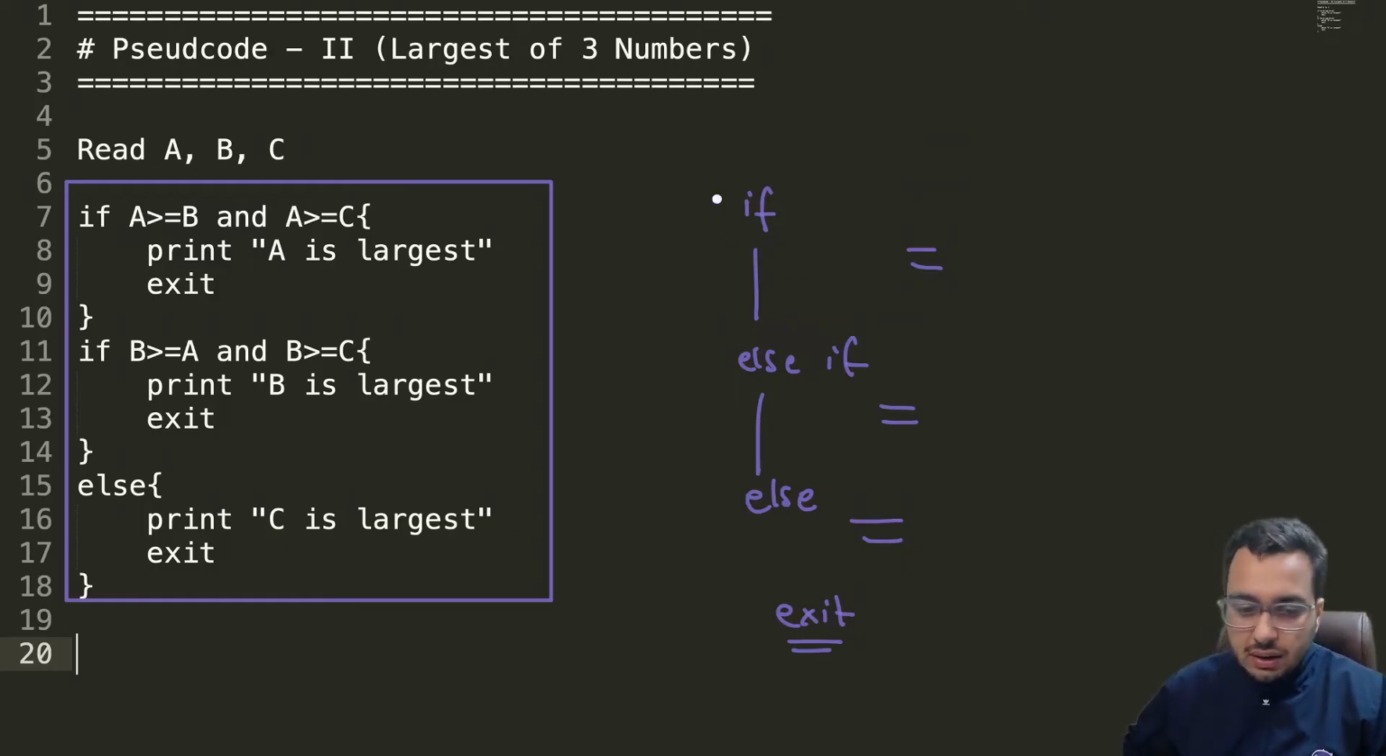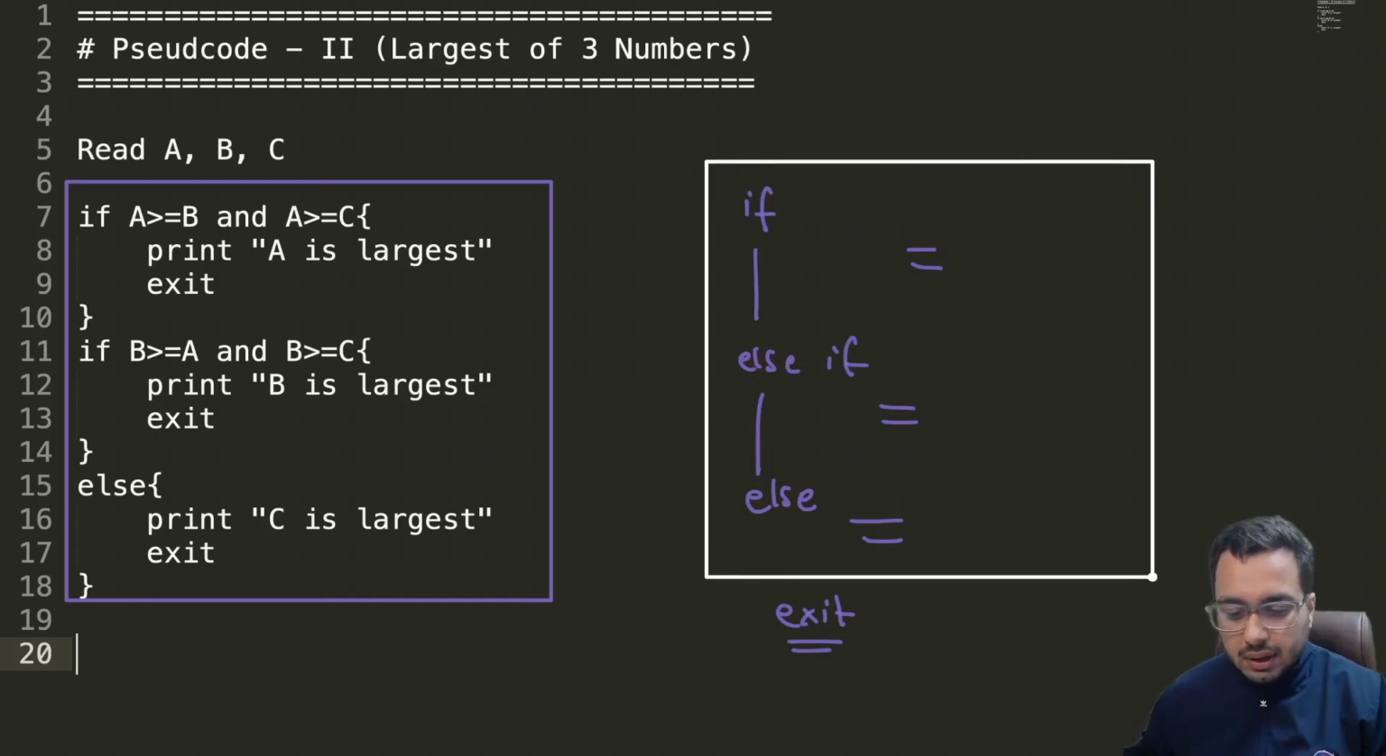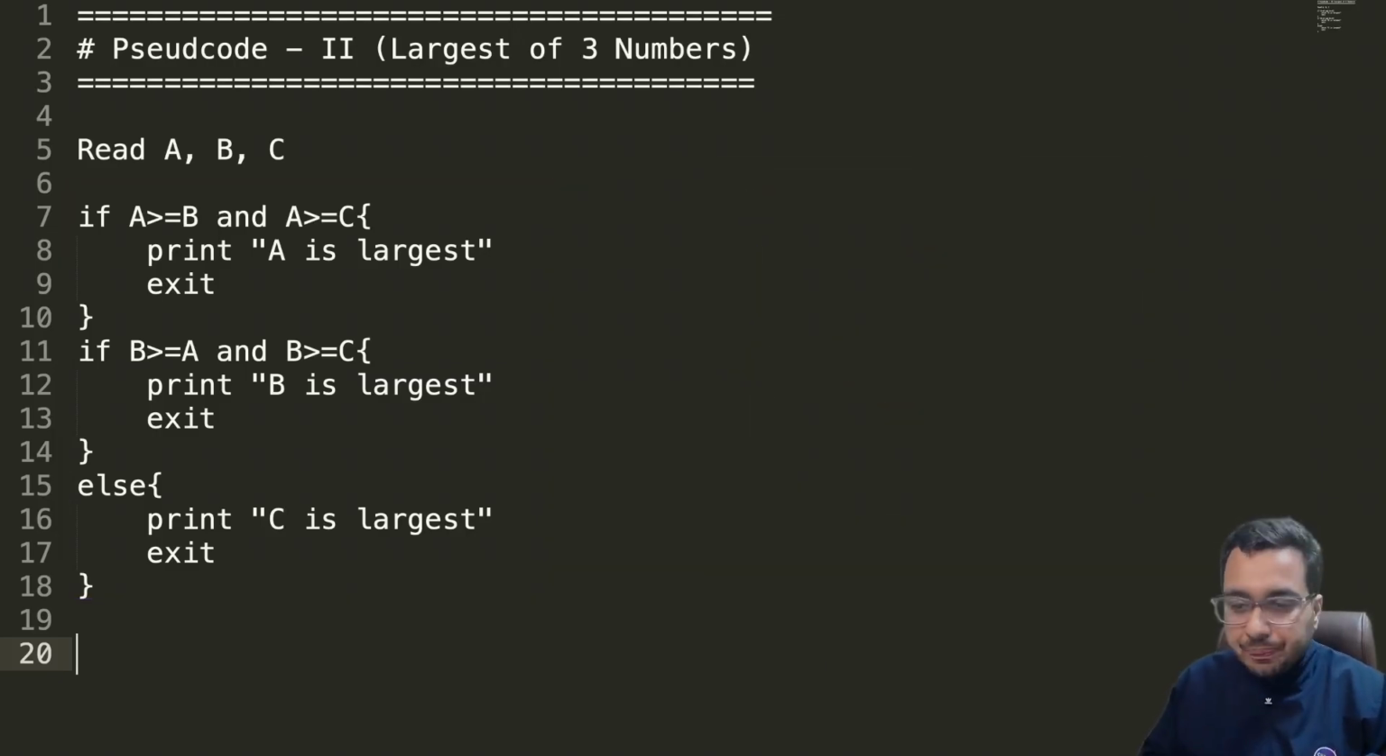Okay. So right now you can skip this one, but later on when you learn about conditionals, this will be taught to you. Okay. So that's all for this pseudocode.